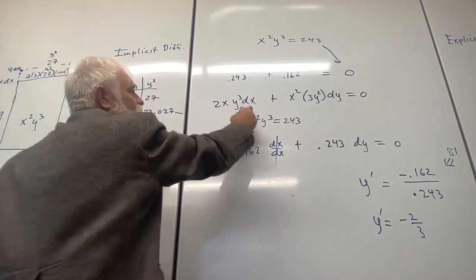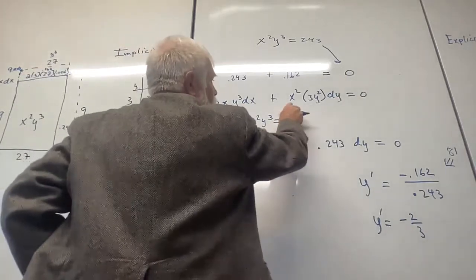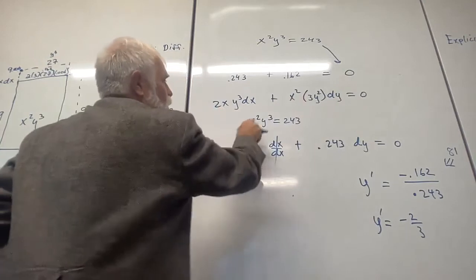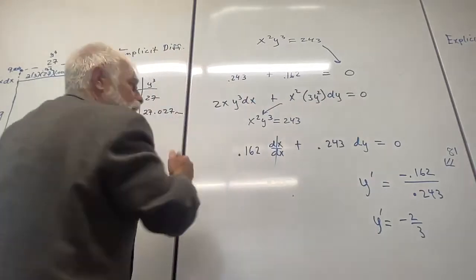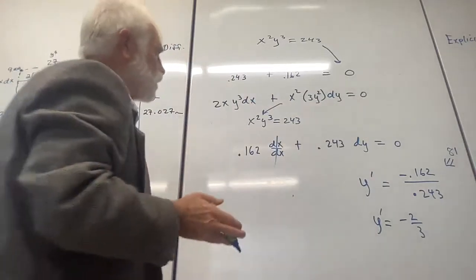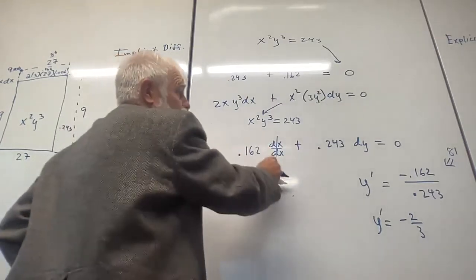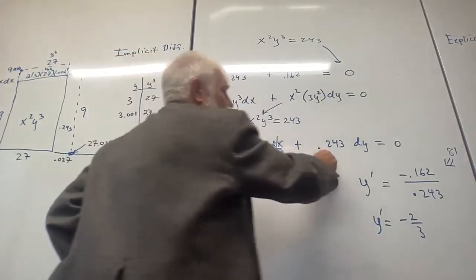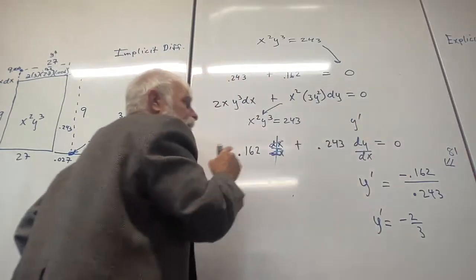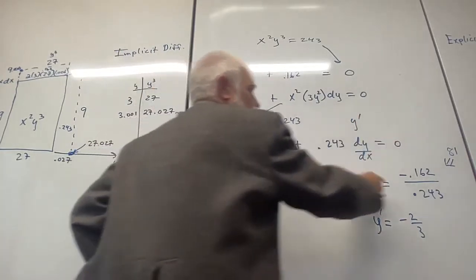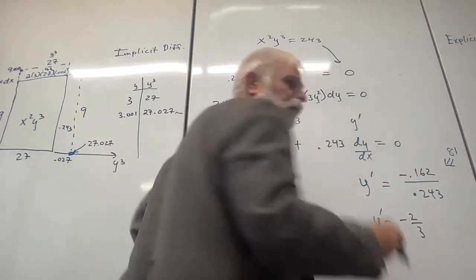2x dx times y cubed is exactly what happened in that rectangle. And x squared, going back to the original x squared y cubed, 3y squared dy. It's exactly what happened in the layering process over here. And so if we actually plug in the numbers, 3 for x and 3 for y, we get 0.162 dx divided by dx. This cancels out. 0.243 dy divided by dx gets us our y prime. And setting it to 0 means I can bring the negative 0.162 over and divide by 0.243. And that's a negative 2 to 3 ratio.